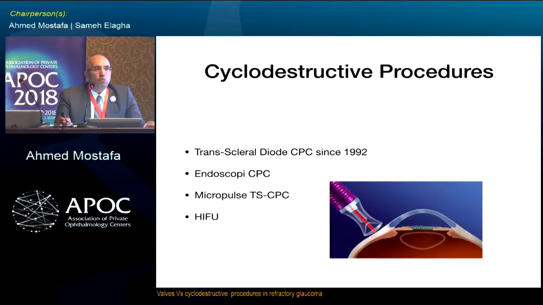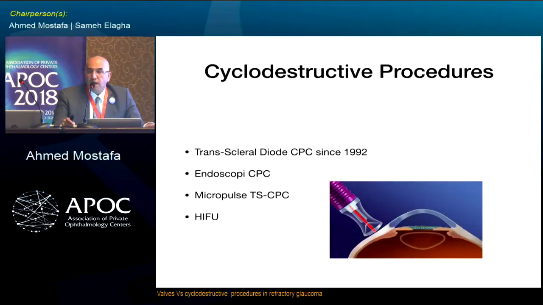Cyclodestructive procedures were introduced in the literature in 1933, so it dates back in the history. And then it passed through various stages of development from the transscleral diode that was established in 1992, so it's almost 26 years ago, so it should have withstood the test of time. And then it progressed to the endoscopic cyclophotocoagulation and to micropulse. And why that? Because it's a technique that's liable to refinements, which is something good.